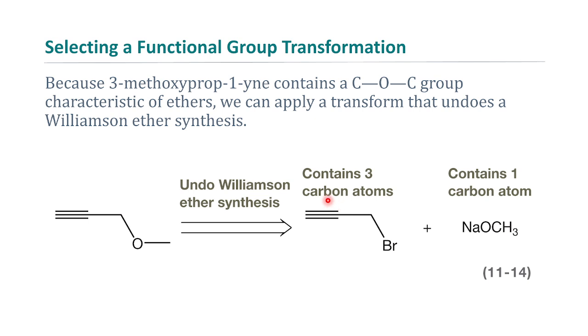And so we're going to get a bromo over here. That's going to be that target for this NaOCH3. This only contains 1 carbon atom. This one has 3 carbon atoms. This is going to be that SN2 Williamson ether synthesis that's going to attack that.